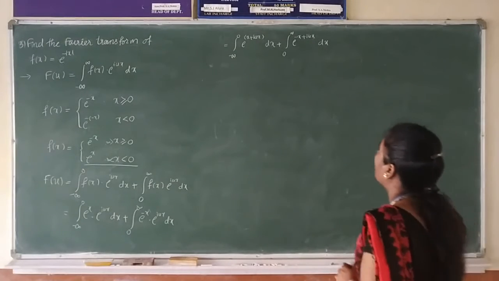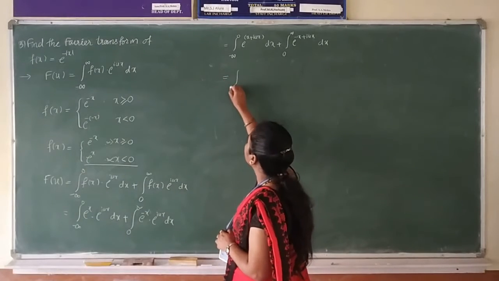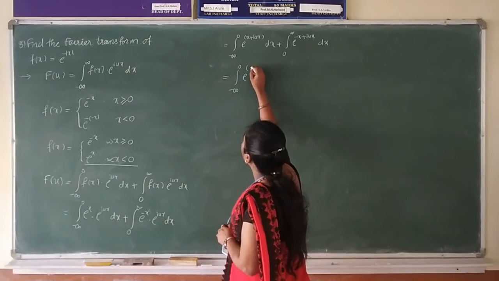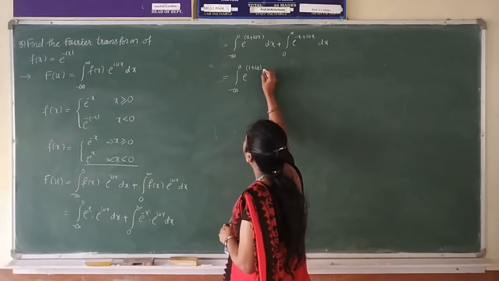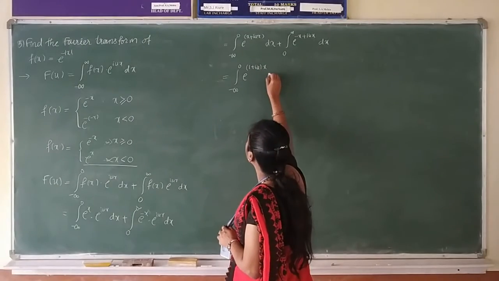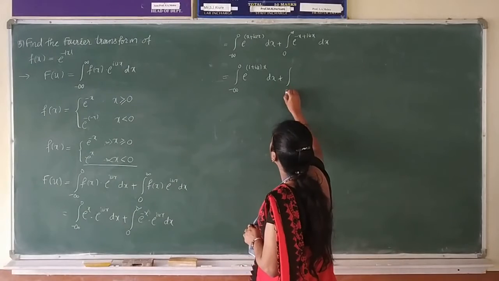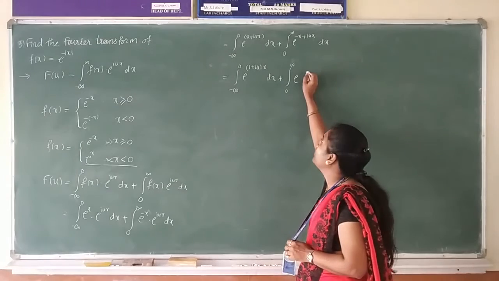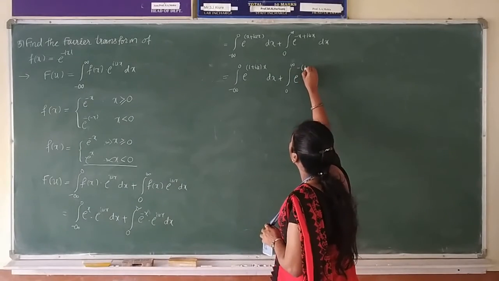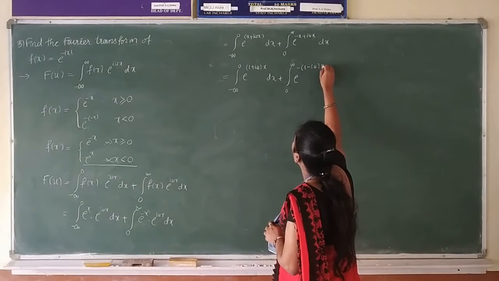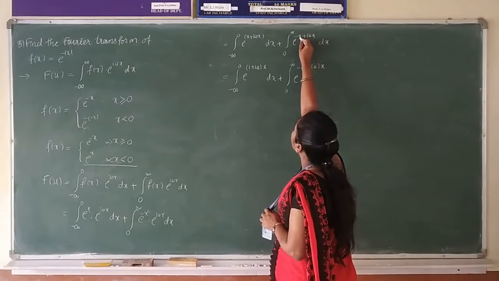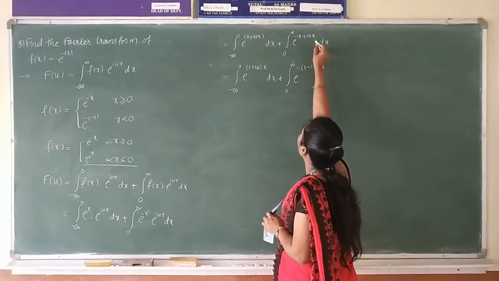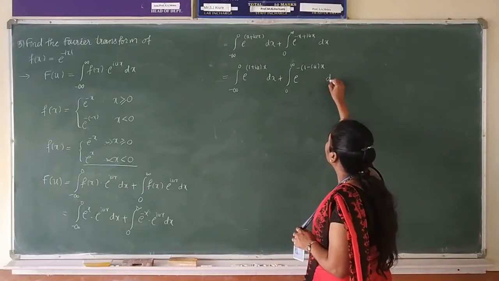Next you can see some common terms are there. Taking those common terms, that is integration from minus infinity to 0, e to the power x is a common term. Taking x as a common term, we are left with 1 plus iu into x dx, plus integration from 0 to infinity. In this term, let me take minus x common, that is minus 1 minus iu into x. Here I have taken minus x, so we are left with 1. And from this term I have taken minus x, we are left with minus iu into dx.